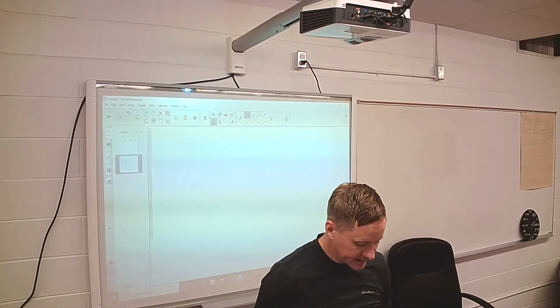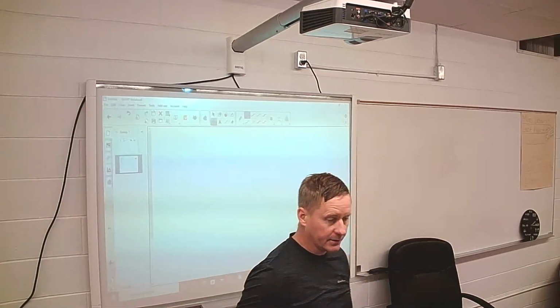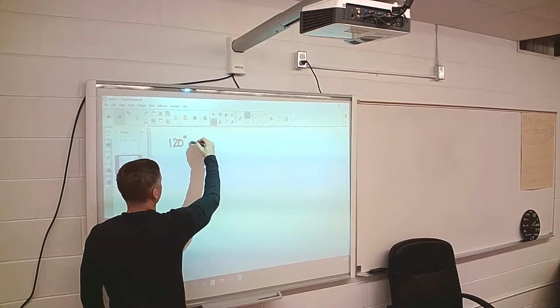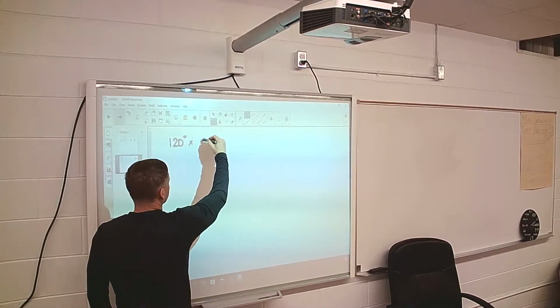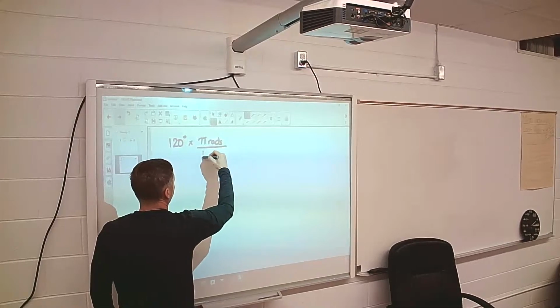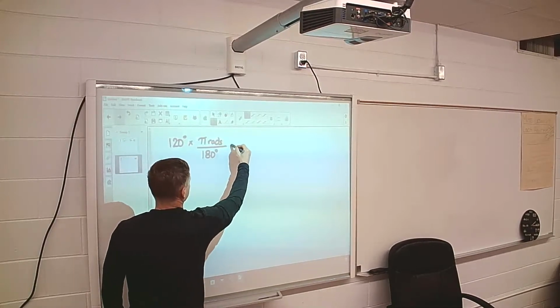So first thing, estimate the value of 120 degrees in radian measure. So to convert to radian measure, I times it by pi and divide by 180 degrees. Like that.